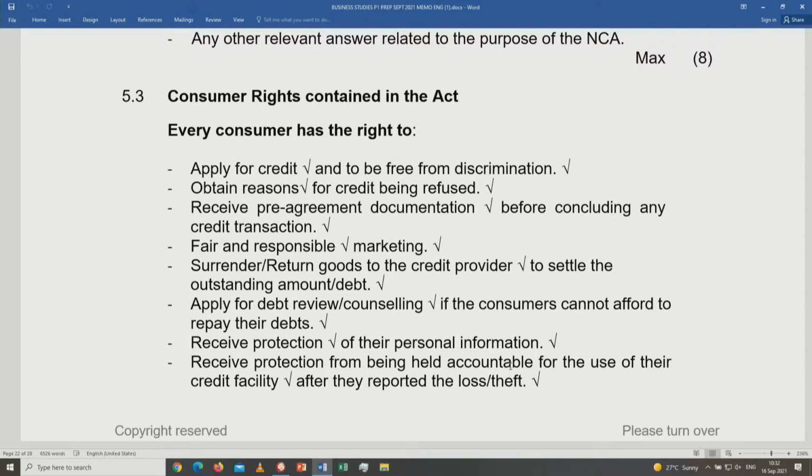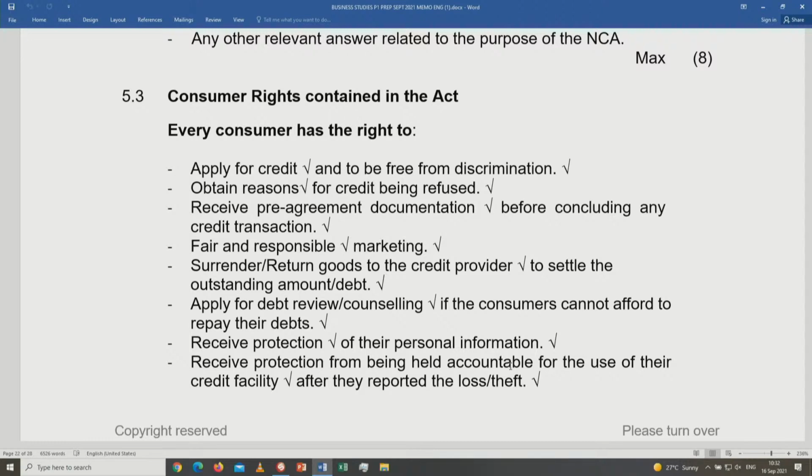So you can see that the rights here link with the National Credit Act. Consumers have the right to receive pre-agreement documentation, 1 mark, before concluding any credit transaction, another mark. Consumers have a right to fair and responsible, 1 mark, marketing, another mark. They've got a right to surrender or return goods to the credit provider, 1 mark, to settle the outstanding debt, another mark. They've got a right to apply for debt review or counseling, 1 mark, if consumers cannot afford to repay their debts, another mark. They've got a right to receive protection of their personal information.